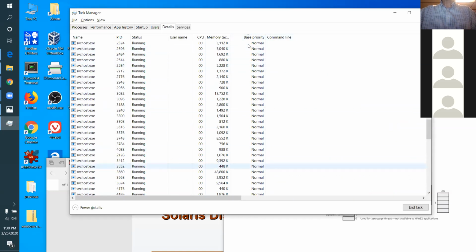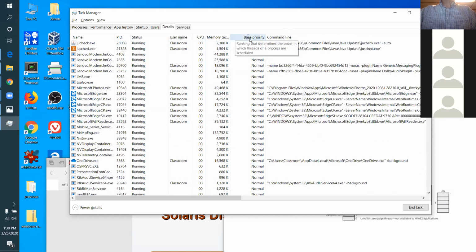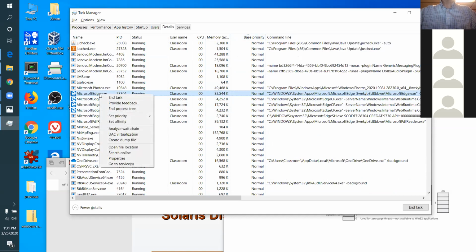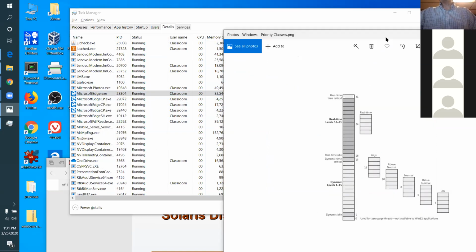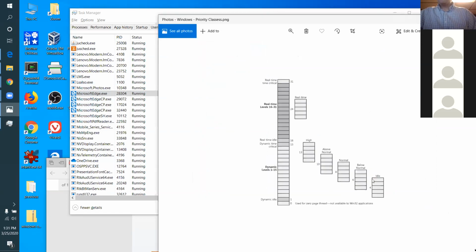Remember the base priority. Notice here the column is called base priority, but if you right click here, it just says you're setting the base priority here. It should have said set base priority. The base priority is the middle one in the range. The base priorities are 4, 6, 8, 10, and 13. They're called high, above normal, normal. But when you set the base priority, you're really setting the range you're in.